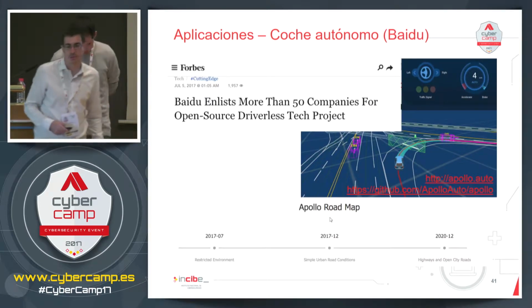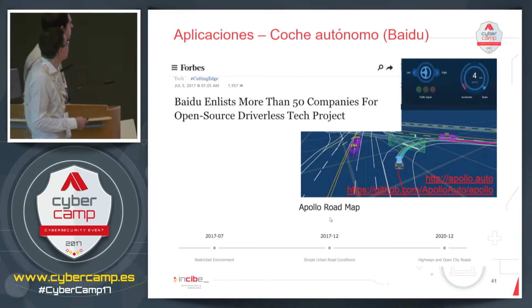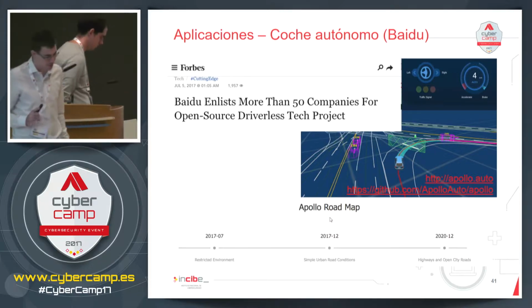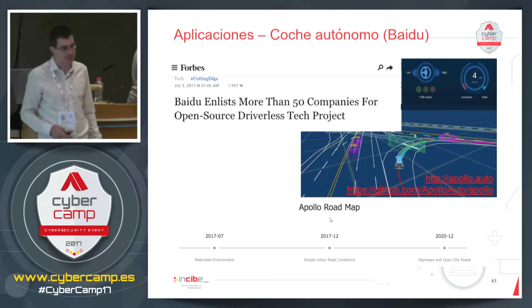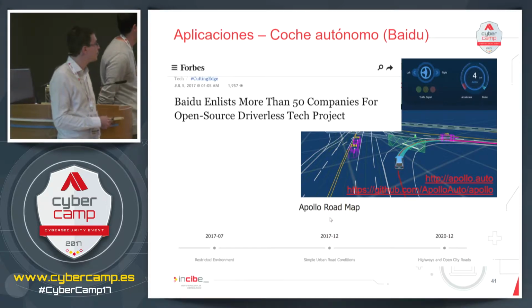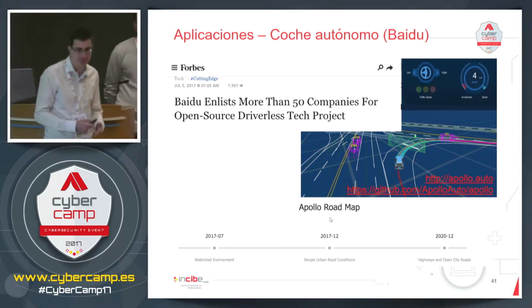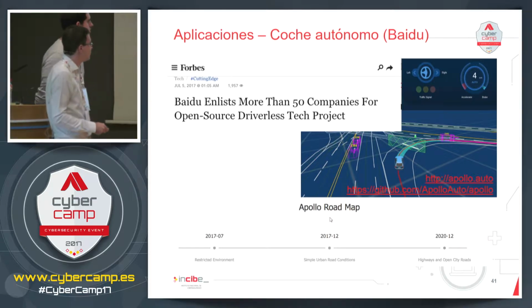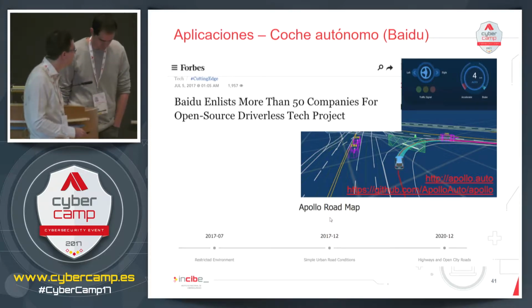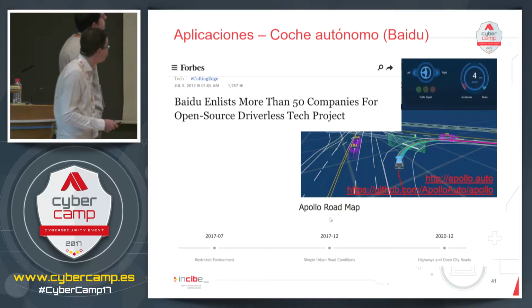Another company that is working on the autonomous car is Baidu. It's the Chinese Google, and it's putting a lot of money into developing the autonomous car. But what's interesting in the Baidu project is that it's an open source project, so anybody can download the software, and they give you the hardware to train the autonomous car, so you can create your own autonomous car without investing money in hardware. The Baidu idea is that in December 2020, this type of operating system can work on highways and on open roads.